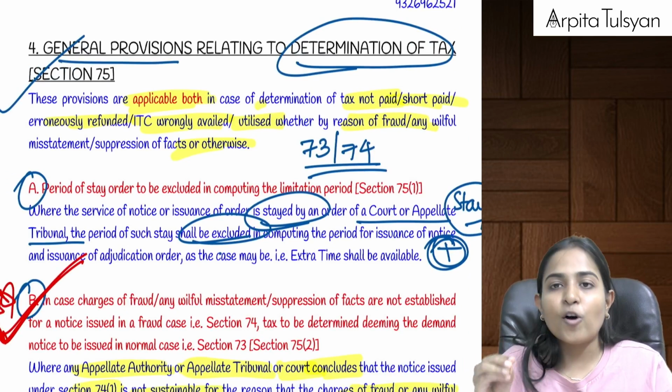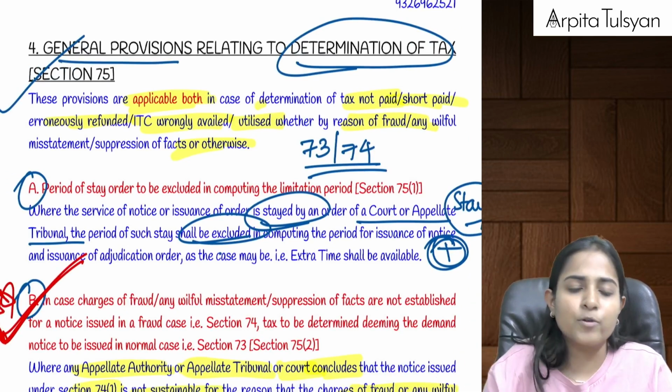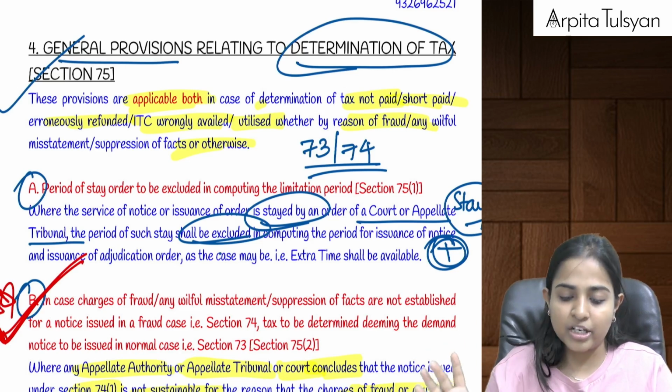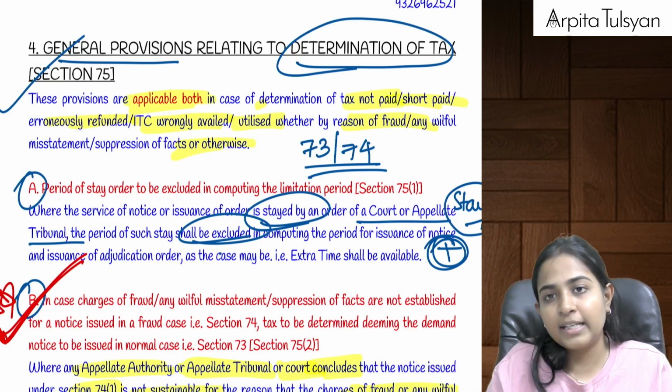Okay, this was all about your penalty and recovery demand penalty proceedings under section 73 and section number 74. I hope you are very, very clear till here. Yes, I have almost taken it in detail.